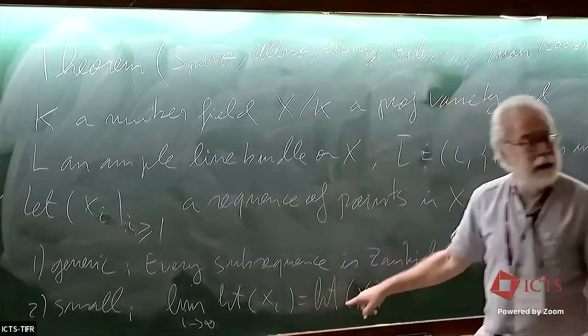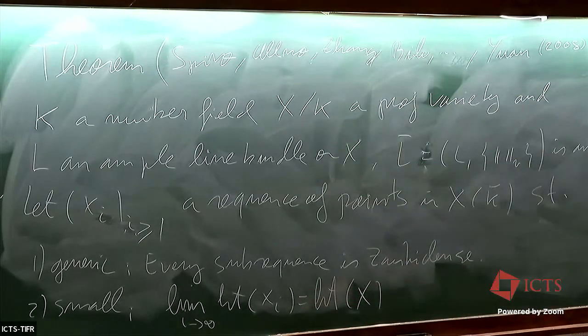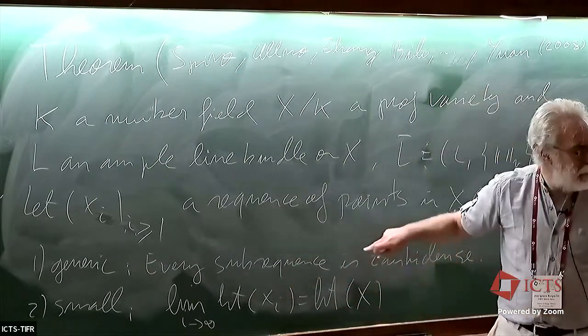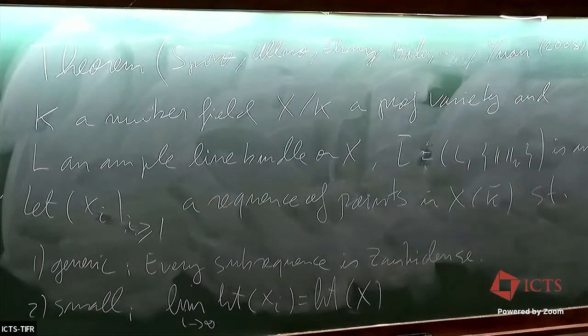Okay. So this is a strong statement. And this means that for most metrics, I will not find any sequence satisfying these two conditions. But if I can find a sequence that satisfies this condition, that the limit of the height of the sequence is exactly the height of the variety, then the consequence is the following.